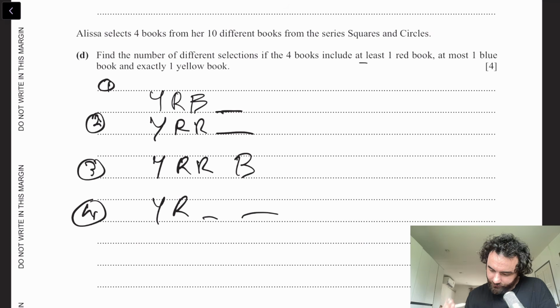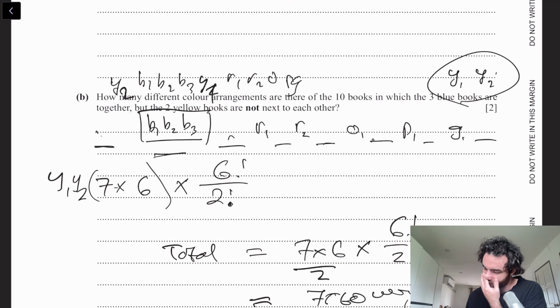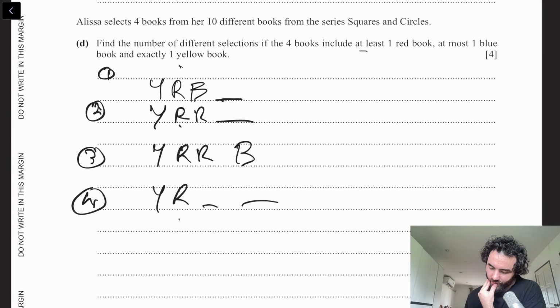Exactly one yellow book, at least one red, and at most one blue, because we're picking anything in here. Well, the last one, at most one blue. How many blues do we have? At most one blue, one red. So we're saying no blues here. No blues here.